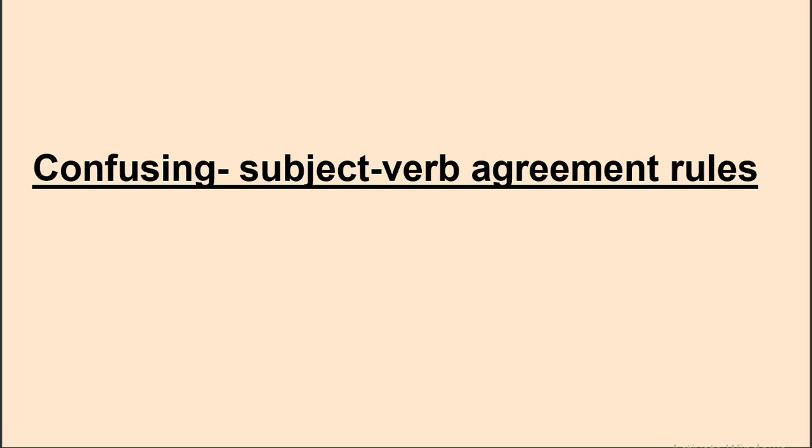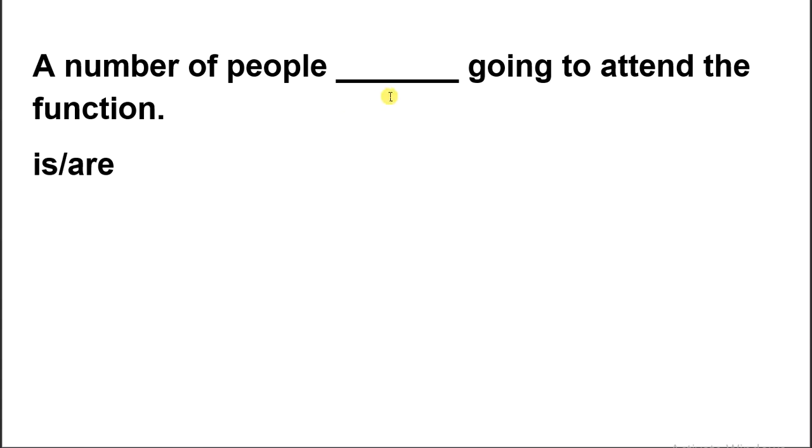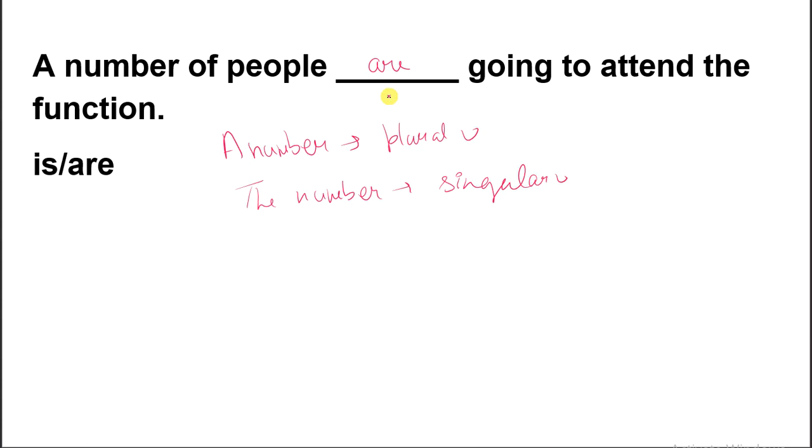The first question of today's class: a number of people dash going to attend the function. So the right verb used here will be "are". Always remember, whenever you are using "a number", you have to use a plural verb, and whenever you are using "the number", you have to use a singular verb. Why? Because whenever you place "a number", we are talking about so many numbers. But whenever you say "the number", we are talking about a specific number, only one number. That becomes singular, and that's why we use a singular verb.